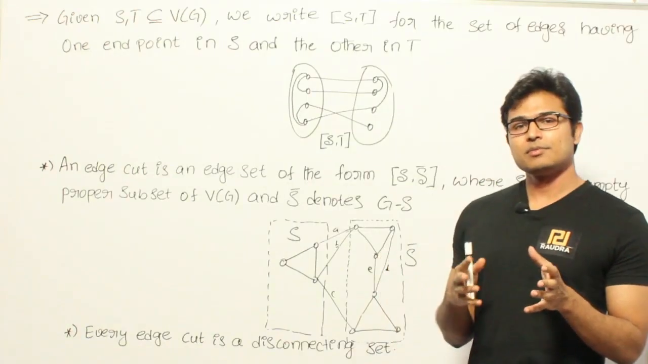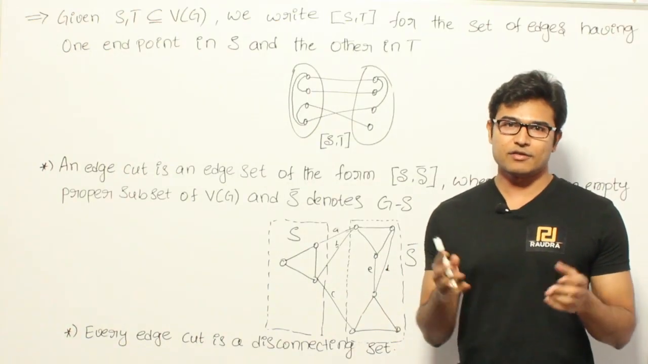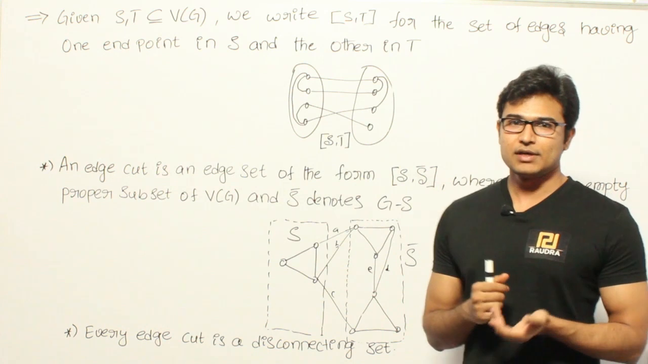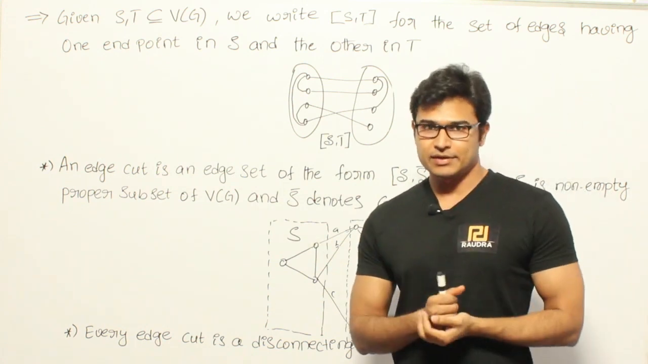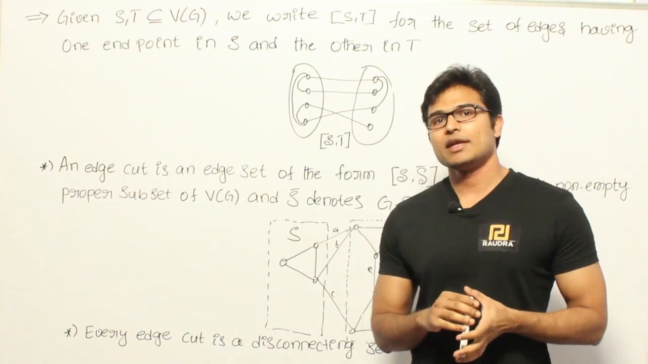Now we have seen in the previous videos how to disconnect a graph by deleting the edges, right? And that one we call the disconnecting set. Now we shall see something called an edge cut.